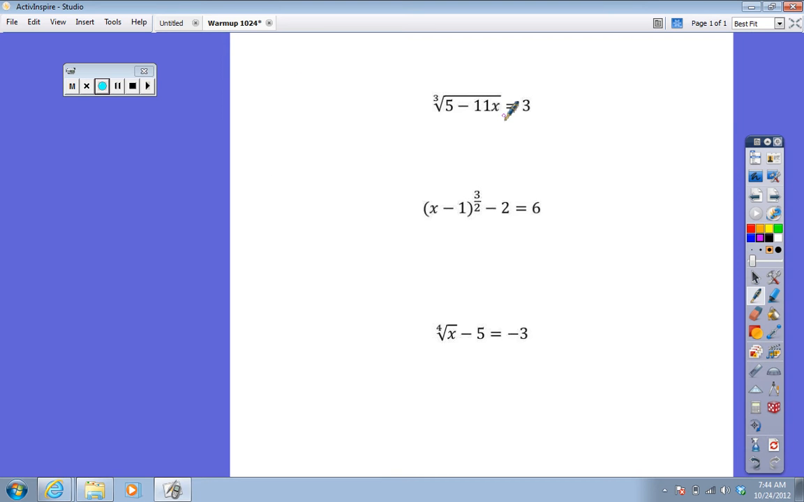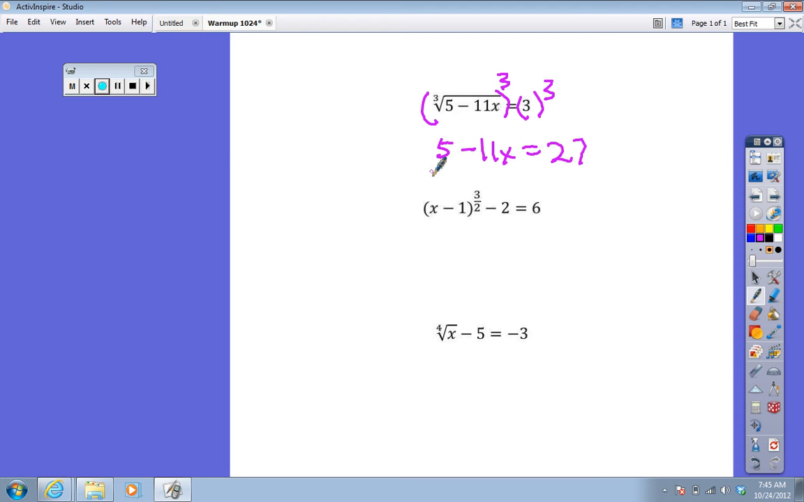Here you're taking the cube root. You want to make sure that the radical is isolated. In other words, there's nothing being added or subtracted or multiplied or divided. This is isolated, so all I'm going to do now is take both sides to the third power. That eliminates the radical sign, and now we have 5 minus 11x, and then 3 to the third power, 27.